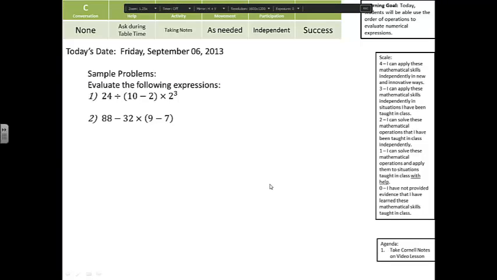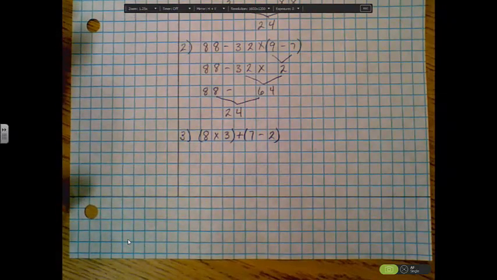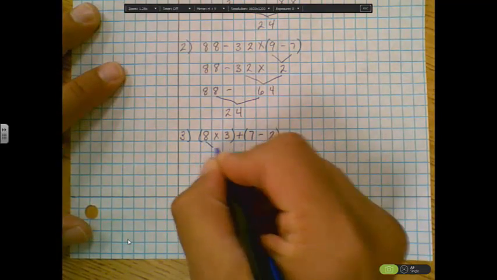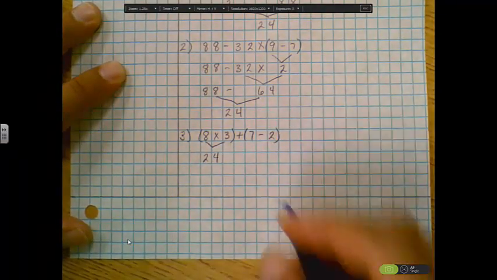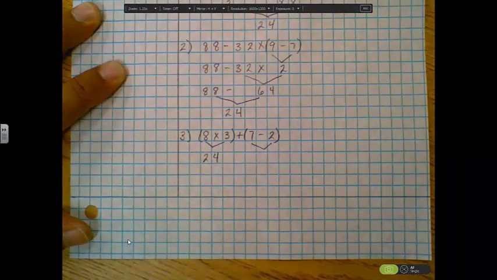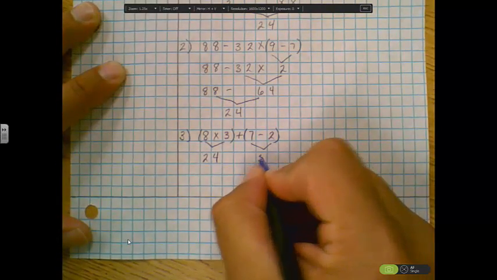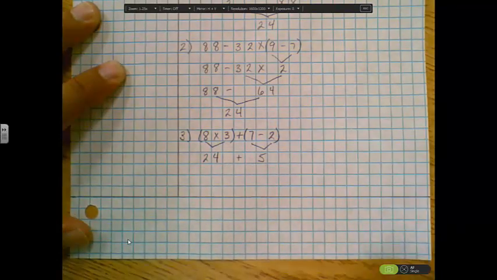So let's look at our third sample problem, and our third sample problem is parentheses 8 times 3 in parentheses plus parentheses 7 minus 2 in parentheses. Okay, so we write down the problem, and we look. The first step we know is parentheses. We have two sets of parentheses, so we're going to start with the one on the left first. We're going to do 8 times 3, and the answer there is 24. We're going to do the second set of parentheses, 7 minus 2, which is 5. And then we're going to bring down the operator.